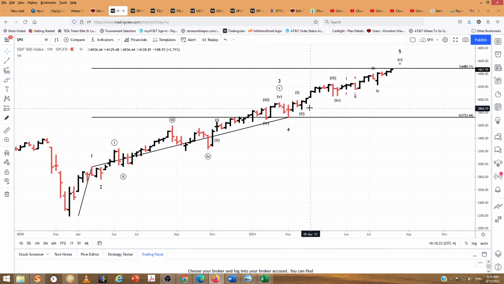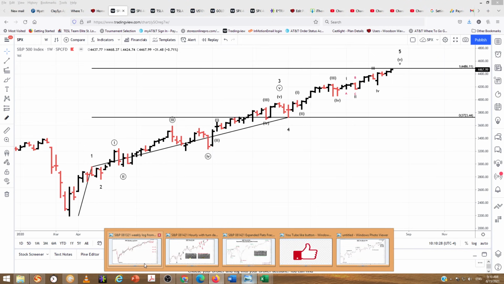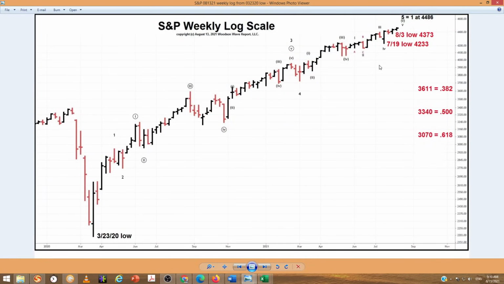44.86. Okay, you can see that there. I want to show you guys the pic of that, get into a little more detail. There it is, 5 equals 1 at 44.86. The key levels, to get a confirmation and break in trend, is this 4th wave here on July 19th, 42.33. You need a break of that. And further, it's not shown here, but the smaller degree 4th wave low at 43.70. Need a break of that for confirmation.